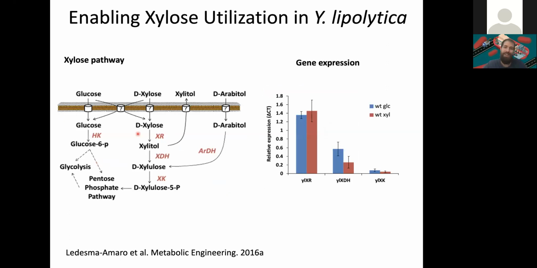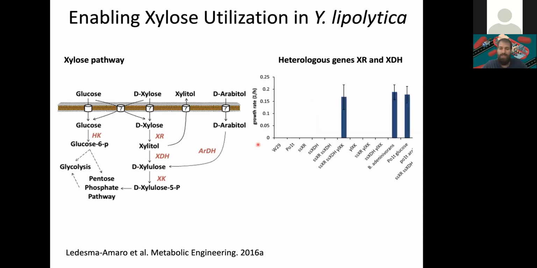So we looked at the Yarrowia genome, and it has genes that can metabolize xylose in theory, by homology, like the xylose reductase, xylitol dehydrogenase, and xylulose kinase, that convert xylose into intermediates of the pentose phosphate pathway. But Yarrowia was unable to grow, so we did some expression analysis, and the expression was very low. So we decided to overexpress these 3 genes using a strong constitutive promoter, and Yarrowia was suddenly able to grow in xylose as well as it normally grows in glucose.